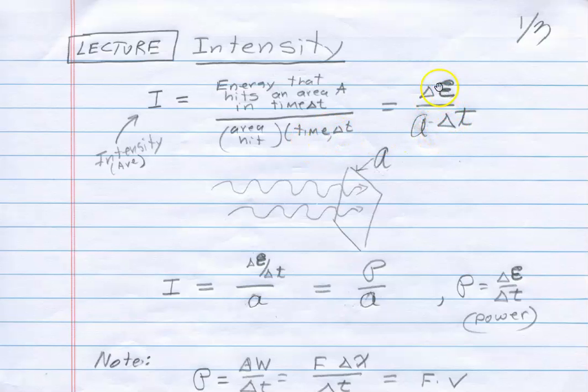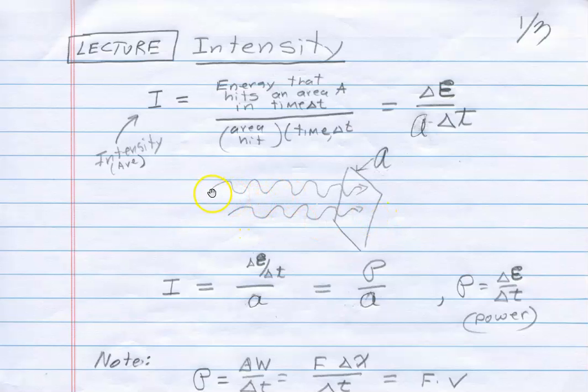So in terms of symbols, if I have delta E, and I'll use script E for energy in this context, I'll use block E later on for electric fields, so we'll do this form for energy for right now. And then the area that I hit is script A, and then the time is delta T. So that's the definition of intensity.